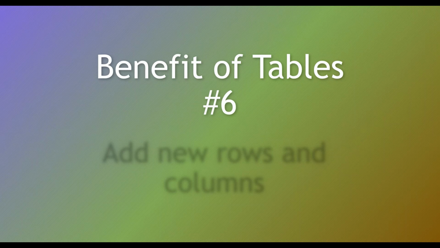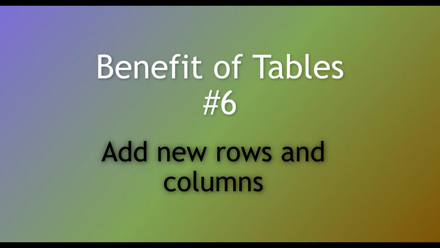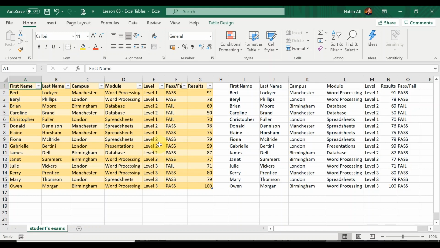Benefit number 6, adding new rows and columns. So within the table, it is actually possible simply to add a new row or a new column within this table and not the entire worksheet. So for example, let's say I wanted to insert a new row just above row number 7 where Donald Denison's record is. All I have to do is make sure I am clicked anywhere within this row.